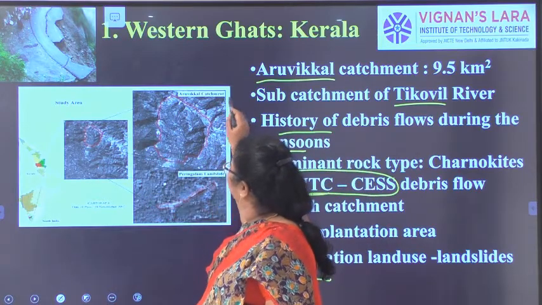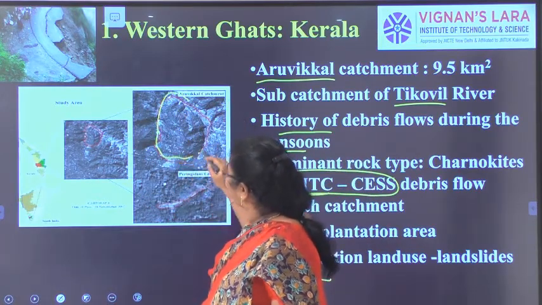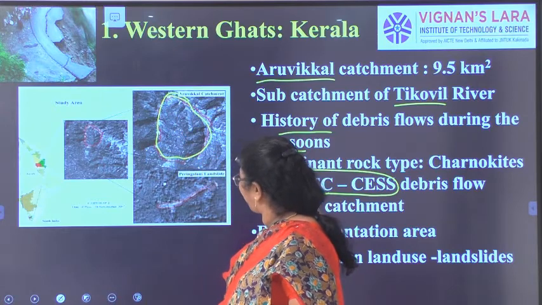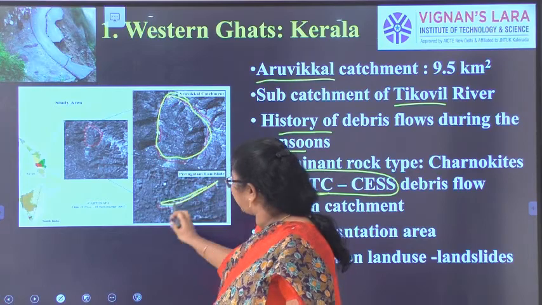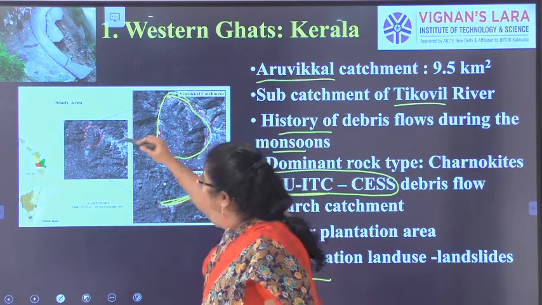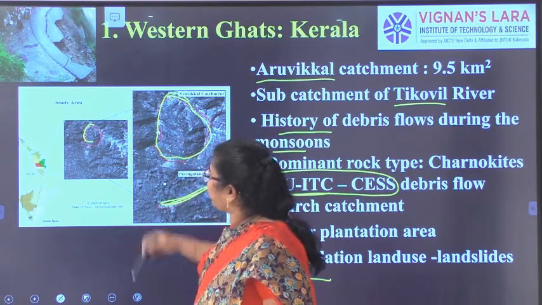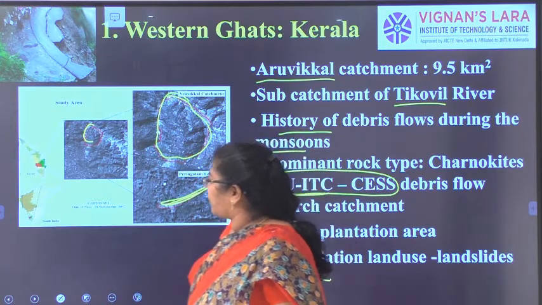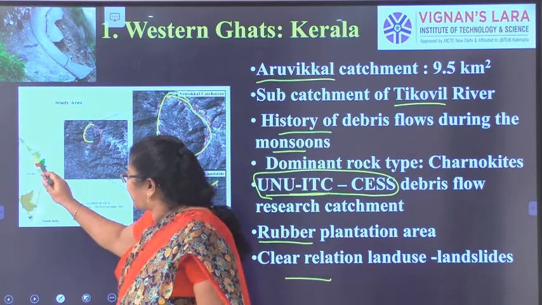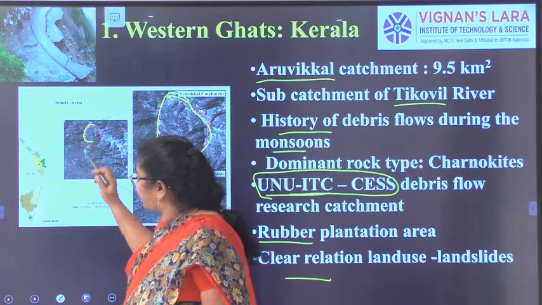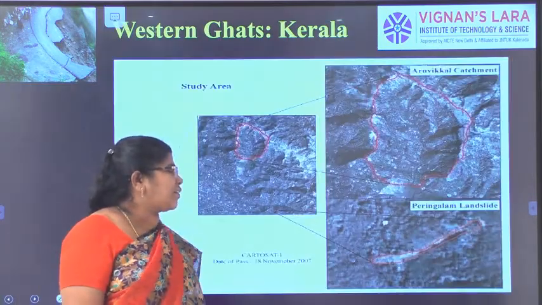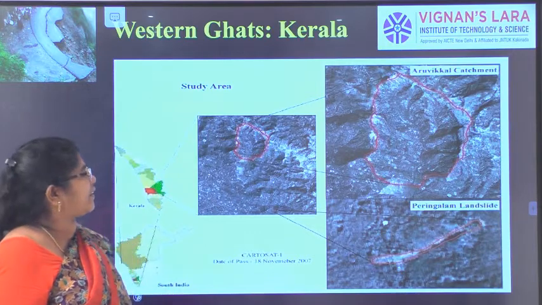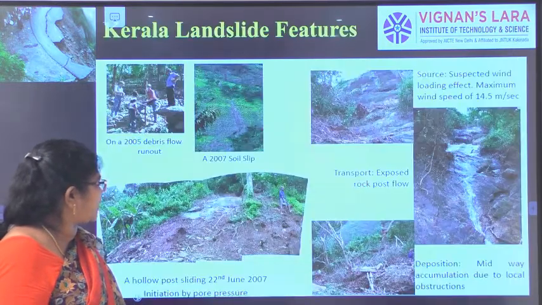It is this one. This is the Aravikal catchment. This is the full catchment area of 9.5 square kilometers. Here there are the Peringalam landslides. Already it is a landslide zone. So this area they have taken as the study, right? You can see this is Kerala. In Kerala, this area they have taken for the study. Kerala is a part of South India, near to our state, Andhra, right? So this is the study area.